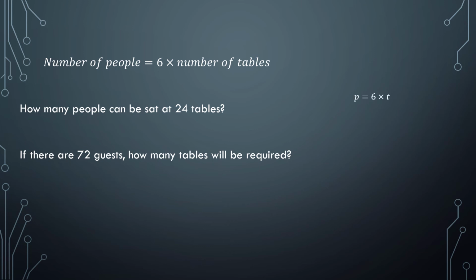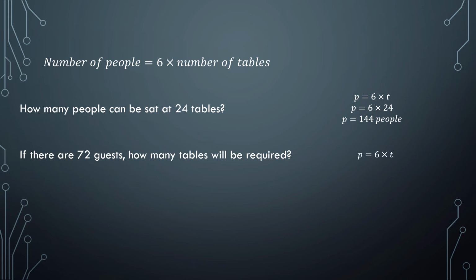So think about the first one. I've got my formula, so P equals 6 times T, so number of people, 6 times the number of tables. How many tables did I have? I had 24, so the next line I'm going to substitute in my number. P equals 6 times 24, and 6 times 24 is 144. So P, number of people, turns out to be 144 people that we can set around 24 tables.